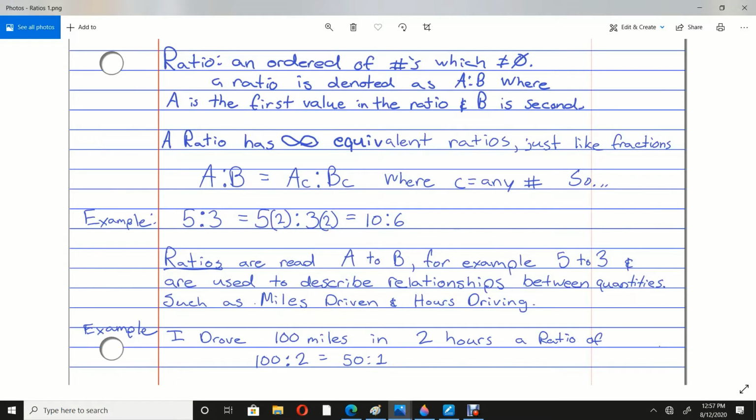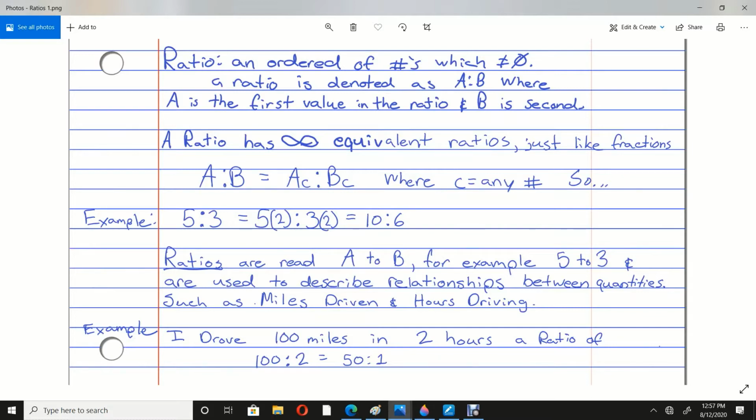Ratios are read as A to B, for example, 5 to 3, and are used to describe relationships between quantities, such as miles driven and hours driving. And right here I have an example of that. So I drove 100 miles in 2 hours is a ratio of 100 to 2, which is equal to 50 to 1, because we can cut both of those in half.